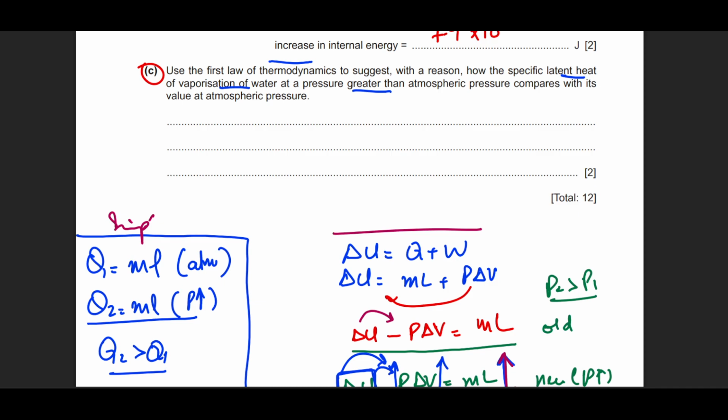So, how will we give justification? At higher pressure, at higher P, the work done is higher, right? Since delta U is equal to W plus Q, since W is higher, or this is a higher requirement, Q will also be higher, which is proportional to ML.